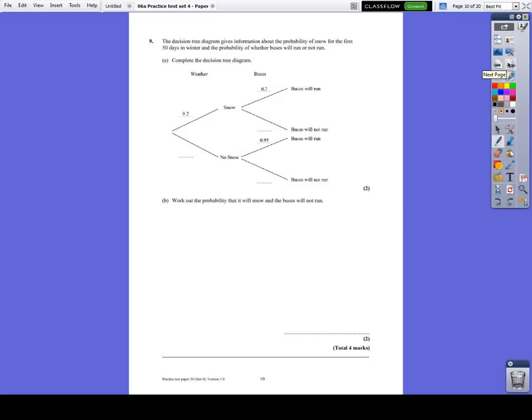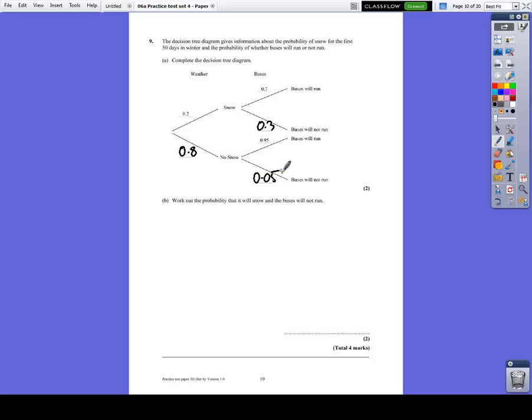Question 9, the decision tree diagram gives information about the probability of snow for the first 50 days in winter, and the probability that the buses will run or not. Now, the thing to remember here is that each pair of branches need to add up to a whole one. So the probability of snowing is 0.2, probability of no snow would be 0.8. Probability of buses running when it snows is 0.7, so not running would be 0.3. The probability that buses will run when it's no snow is 0.95, so not running would be 0.05.